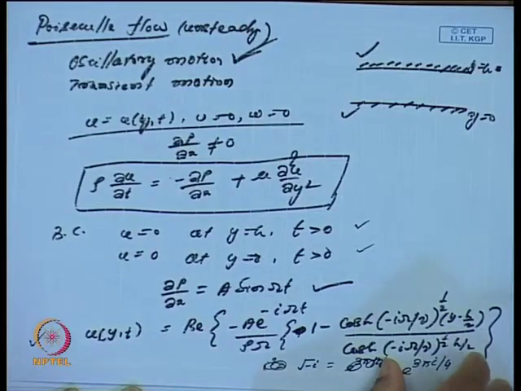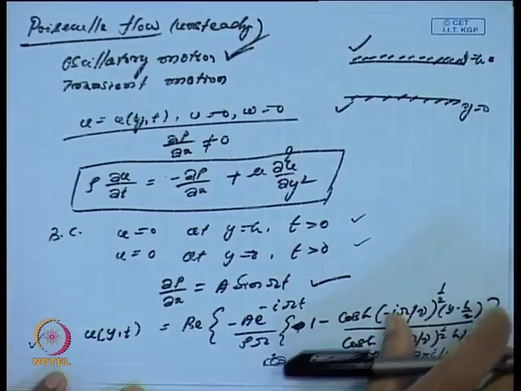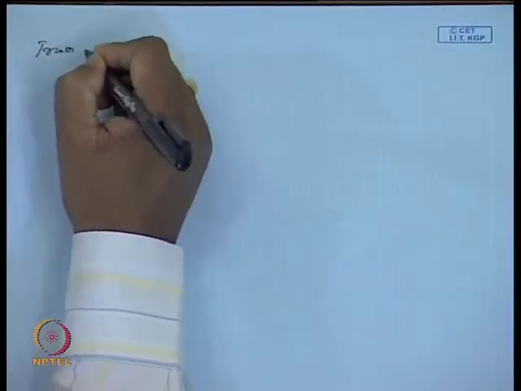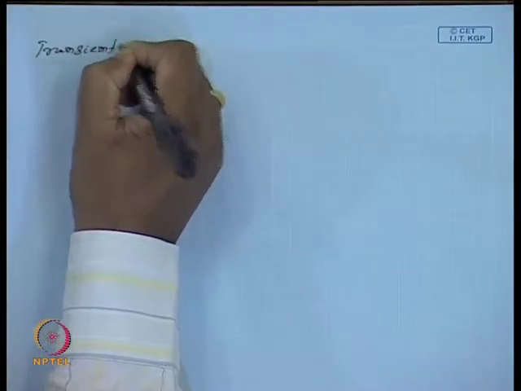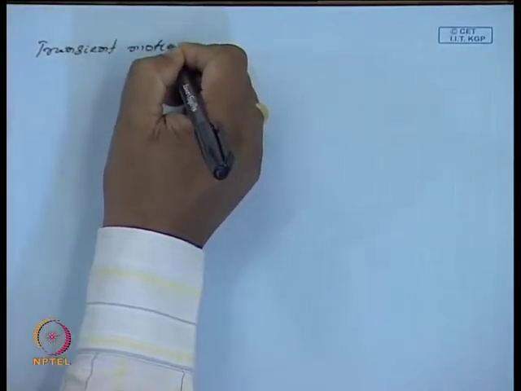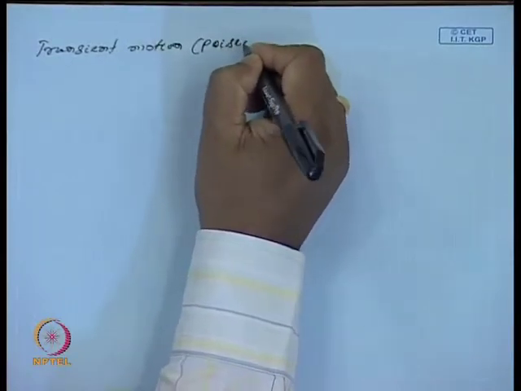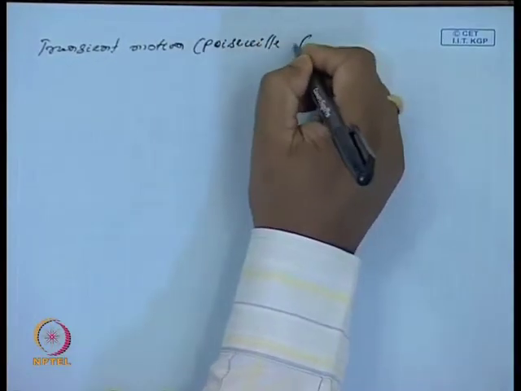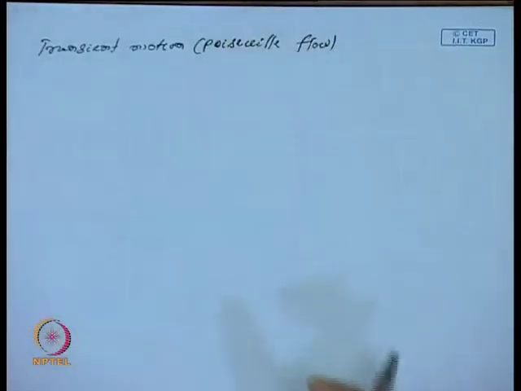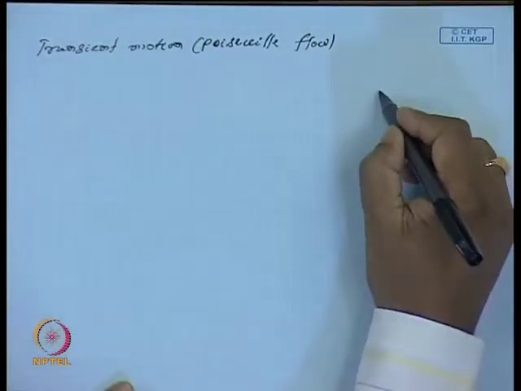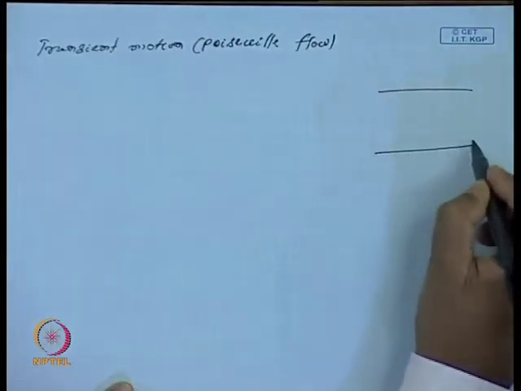Now, let us look at what happens in case of transient motion in case of a Poiseuille flow. So, if I look at the transient motion for the Poiseuille flow, now in the same case we proceed in the same manner.